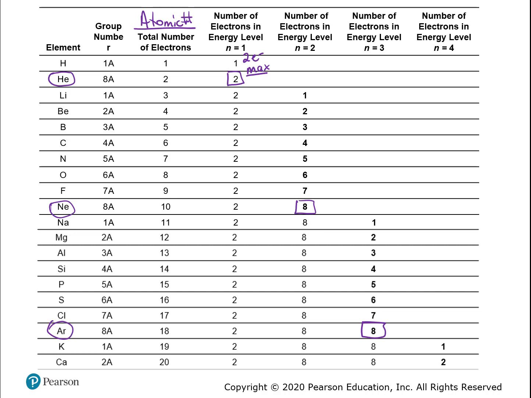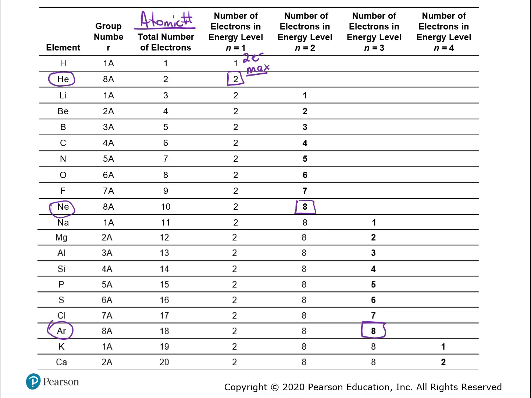Going down, helium, neon, argon, krypton, xenon, all noble gases, all of them except for helium have 8. And helium only has 2. Why does helium only have 2 and it's stable? Because the first energy level only holds 2. So helium's kind of an exception to the 8, but if you remember, the first energy level only holds 2. That's why helium is so stable.